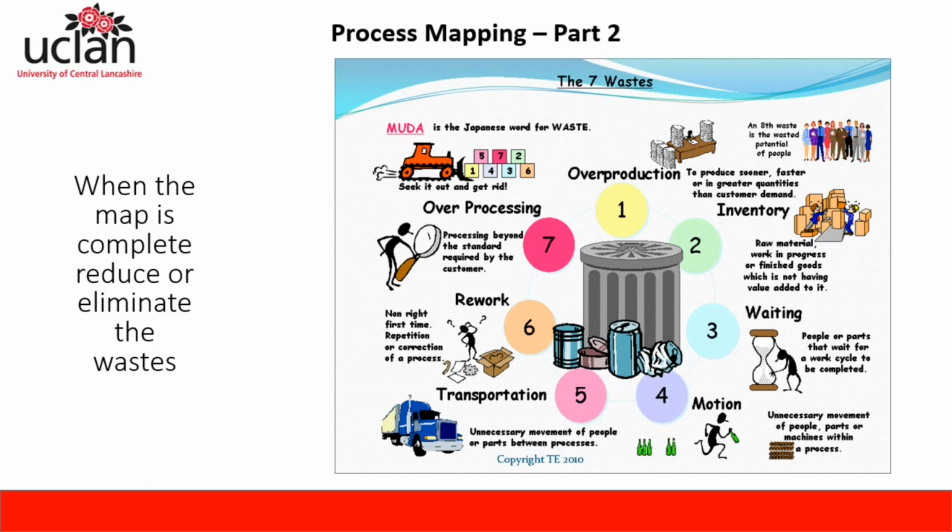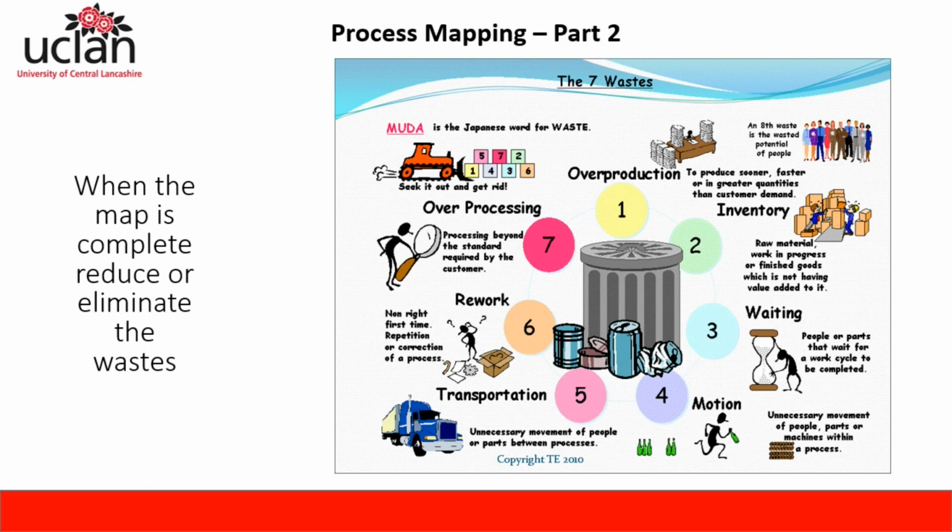The second one is inventory. This is the raw material, work in progress, or finished goods which is not having any value added to it, such as the one that we saw previously. Then we've got waiting, people or parts that wait for work cycle to be completed. Then we've got motion, so unnecessary movement of people, parts or machines within a process. Then we have transportation, so this could be unnecessary movement of people, parts between processes.